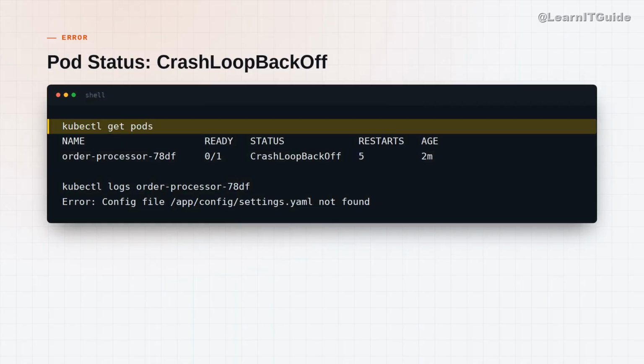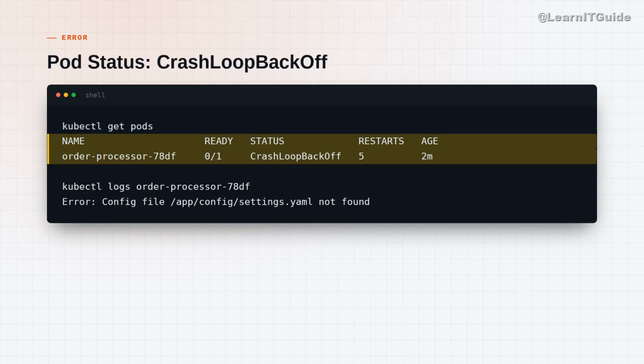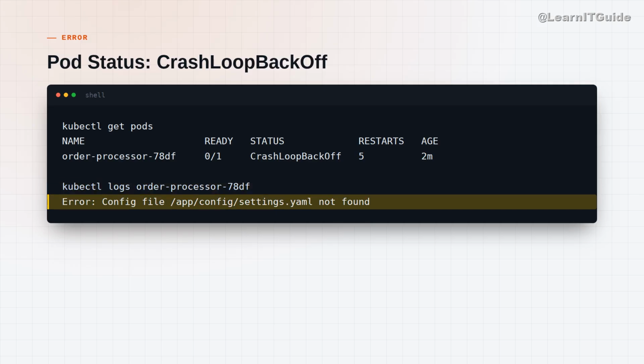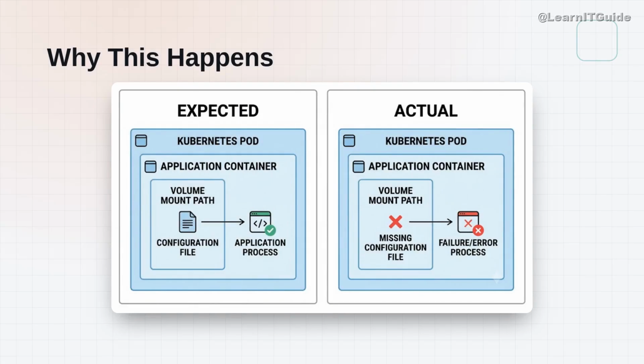So why is this pod in a crash loop? You run the get pods command and see the status, right? Then you check the logs. It tells you exactly what is wrong. The application cannot find a required configuration file. So why does this happen? The container starts up and immediately looks for a file.